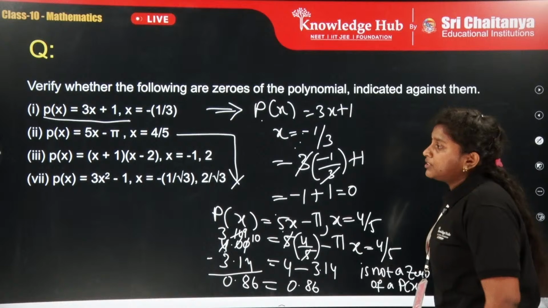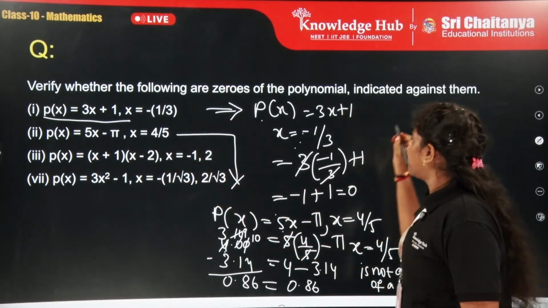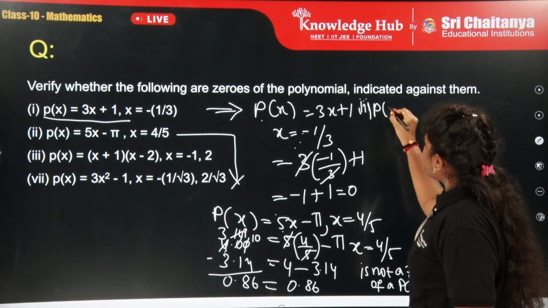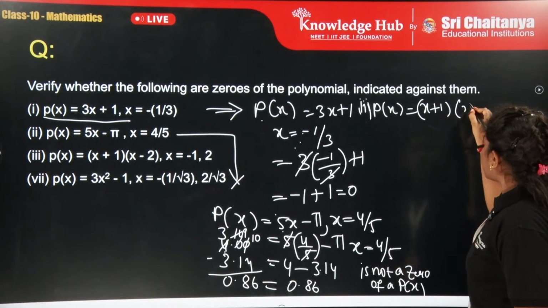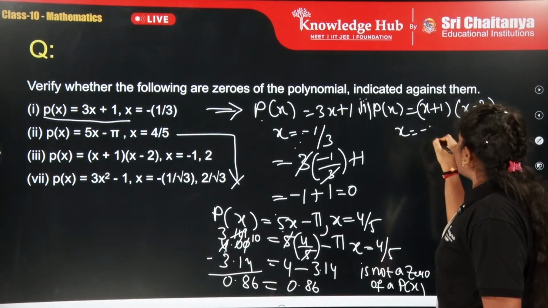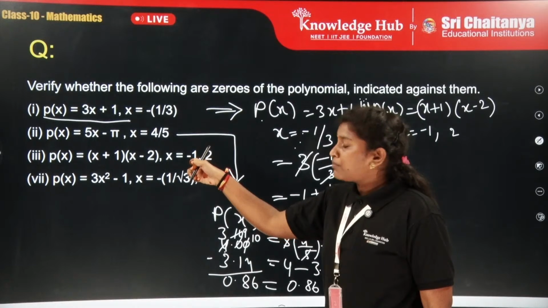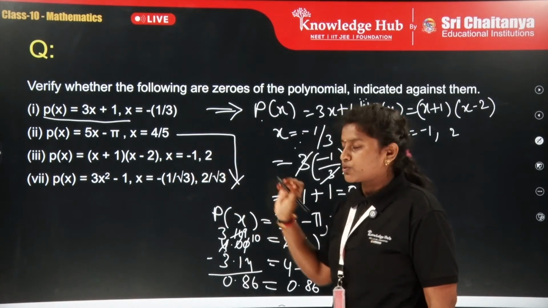So coming to the third question, they gave p of x is given by (x + 1)(x - 2). So now let's take that third one. p of x is given by (x + 1)(x - 2), where x values are given as -1 and 2. That means you have to check whether -1 is the zero of the polynomial or not, and you have to check the same for 2 also.